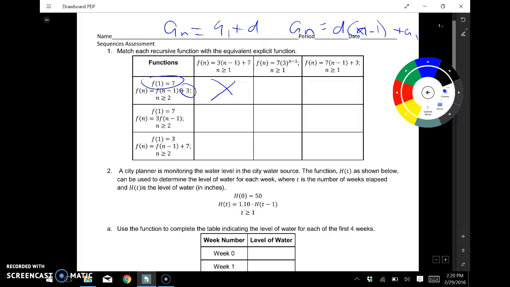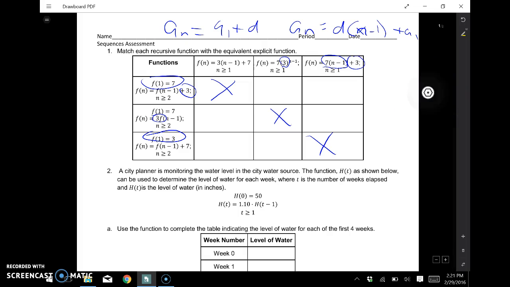And then this one right here, multiplying by 3, 3 times your function, that will be exponential because of the common ratio right there. And then the last one, you're starting at 3, and then you're adding 7 to the previous term. So that is actually the correct choice right there.